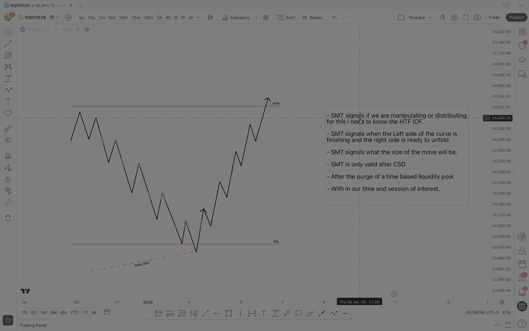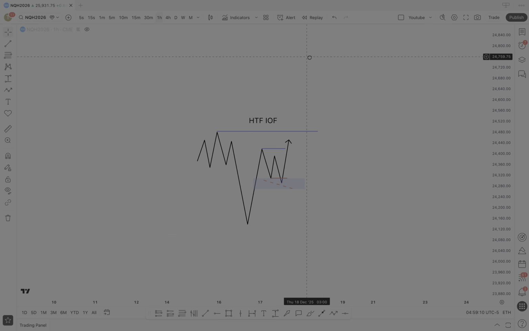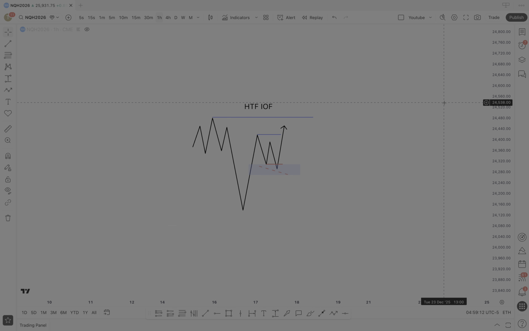SMT signals if we are manipulating or distributing. For this, I need to know and understand the higher time frame order flow. And what do I mean with that? Well, if I'm going to refer to this little schematic right here, you can see we have an engineered high right here. This is our drawn liquidity for the week. We see price drops lower, comes back up, and we find support inside this BISI right here. What do I see? I have a low formed right in advance of that BISI, a previous day low.